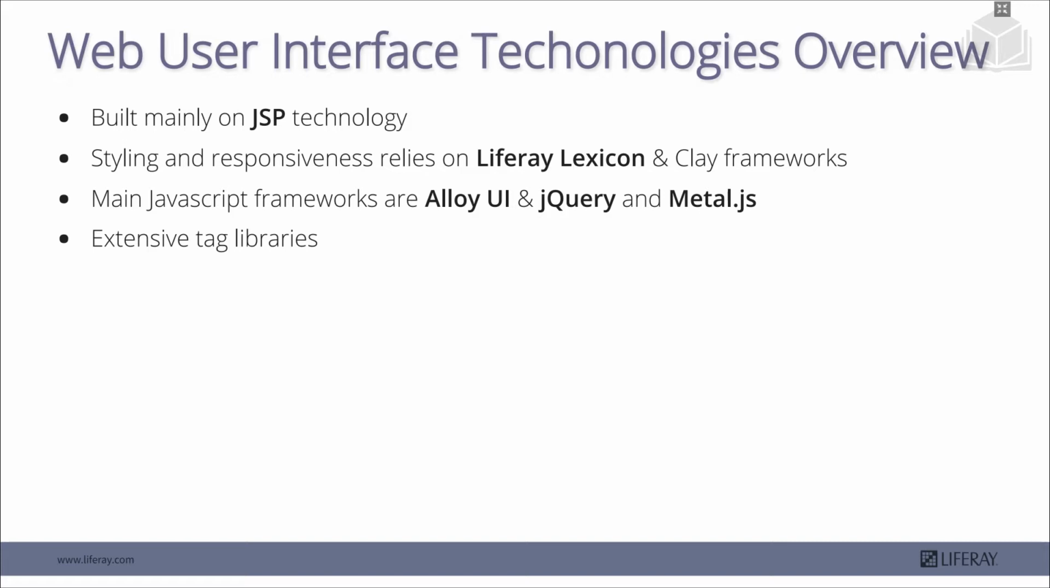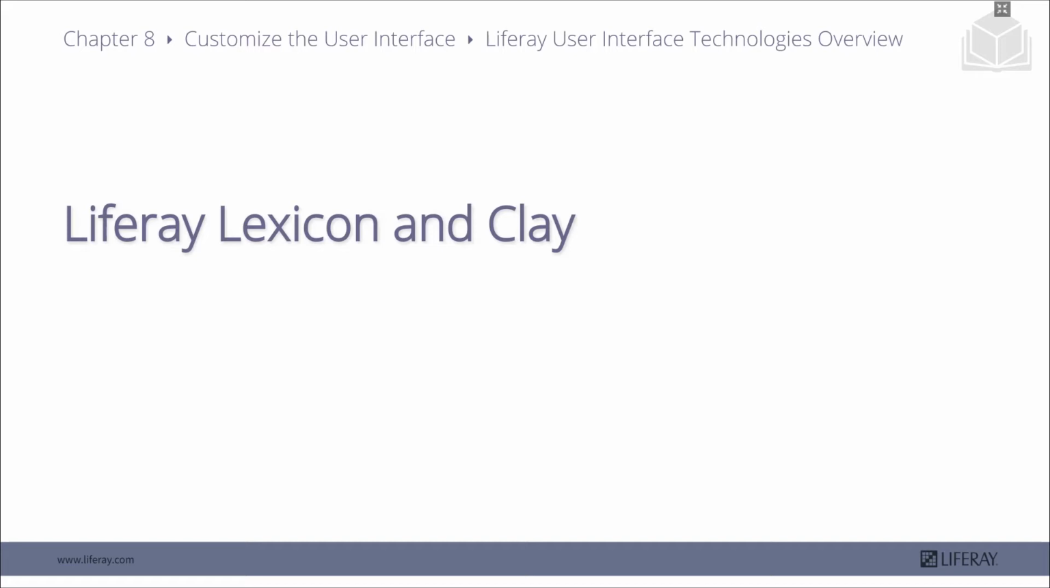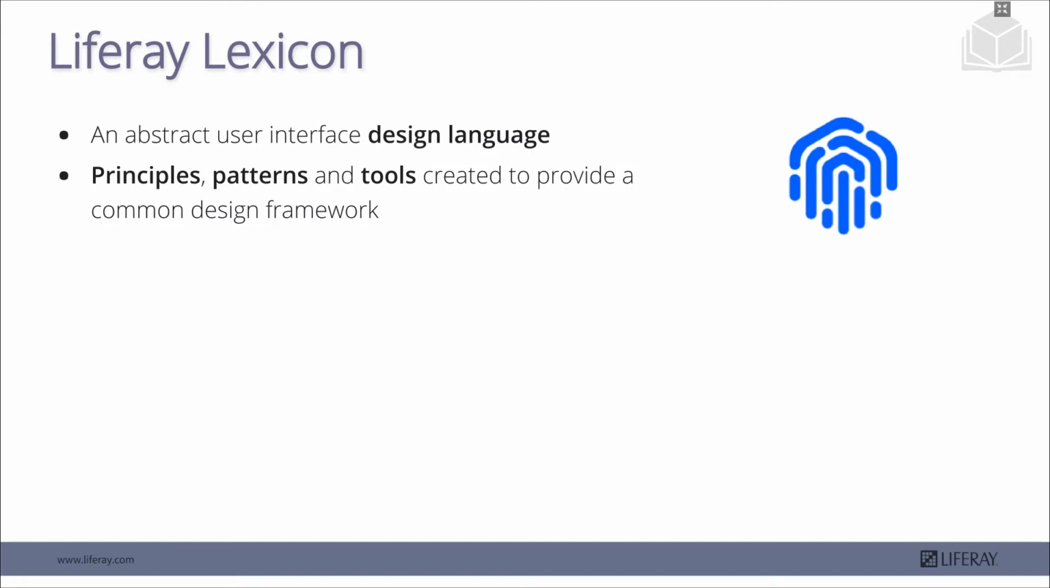Metal.js is built with jQuery in mind, so we also have the ability to use jQuery. And there's a lot of other tag libraries behind the scenes that we can leverage and use within our UI. Now let's go ahead and talk about Lexicon and Clay and kind of what they are. So we're first going to start off with Lexicon.